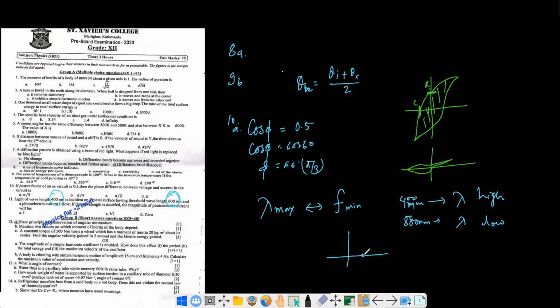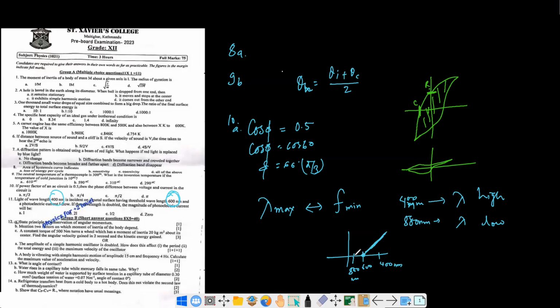सो यो एउटा थ्रेशोल्ड फ्रिक्वेन्सी हो. यो फ्रिक्वेन्सी अघि 600 को लागि मानौँ, 600 को लागि यो भयो. Obviously 400 को लागि त यतातिर हुन्छ. यो 400 nanometer को लागि फ्रिक्वेन्सी यो भयो. 800 nanometer को लागि फ्रिक्वेन्सी त यतापट्टि हुन्छ नि त. Okay, they are inversely proportional to each other. So अब यो फ्रिक्वेन्सी हुँदा मात्रै यहाँबाट करेन्ट निक्लिन्छ, किनभने इलेक्ट्रोन इजेक्सन हुन्छ.